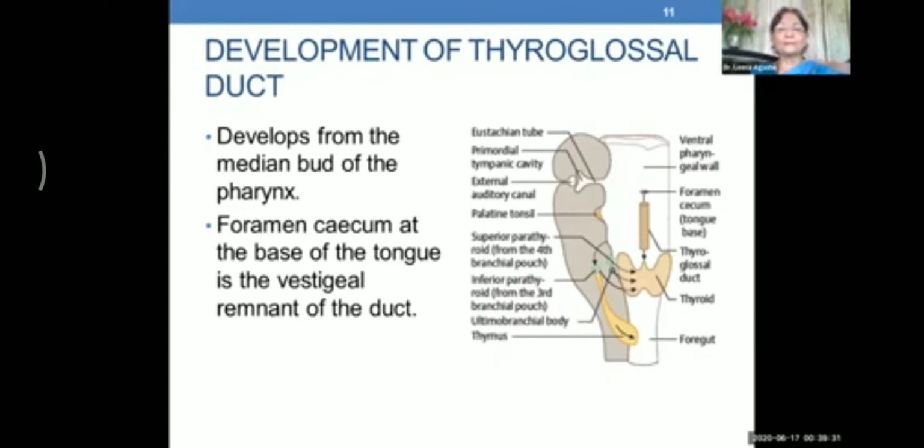Development of the thyroglossal duct. As you know, it develops from the median bud of the pharynx. The foramen cecum at the base of the tongue is the vestigial remnant of the duct. This initially hollow structure migrates caudally and passes in close continuity with the developing hyoid cartilage. Each developing lobe amalgamates with the ultimobranchial body, which arises from the diverticulum of the fourth pharyngeal pouch of each side. Parafollicular cells, which are the C cells from the neural crest, reach the thyroid via the ultimobranchial body.